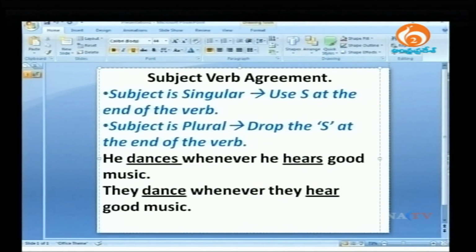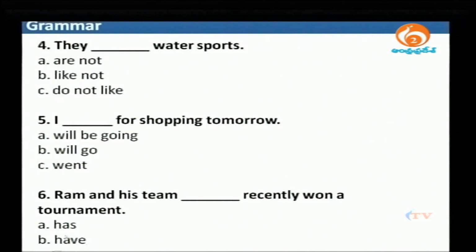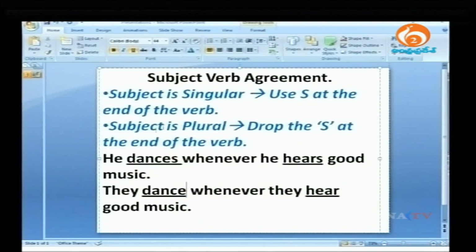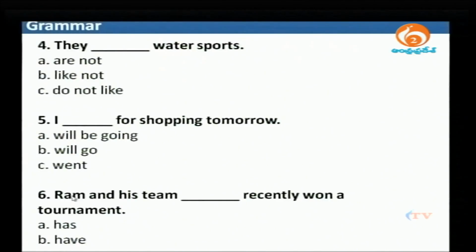So, if I have a situation like this, Ram and his team. Now, in this case, Ram is a part of the team. How many teams are we talking about? Only one. If I have one, that is singular. If I have singular, I will use the s at the end of the verb, which means Ram and his team has recently won a tournament.